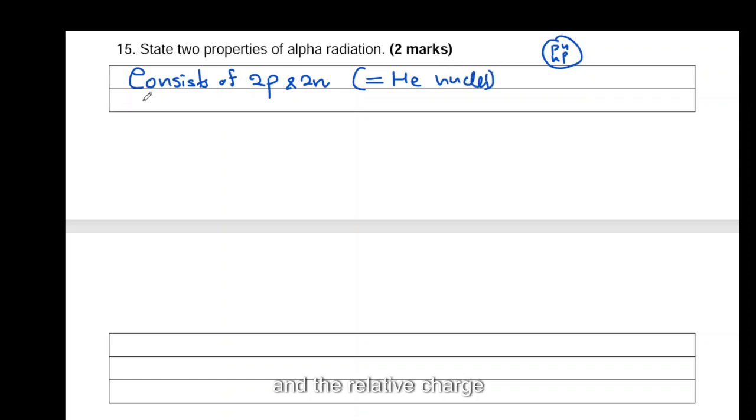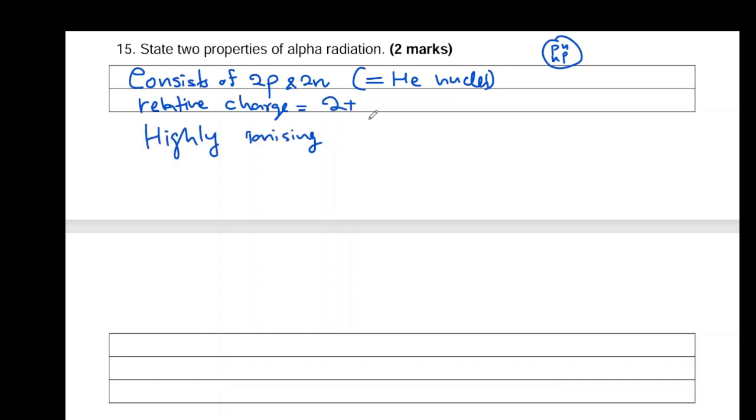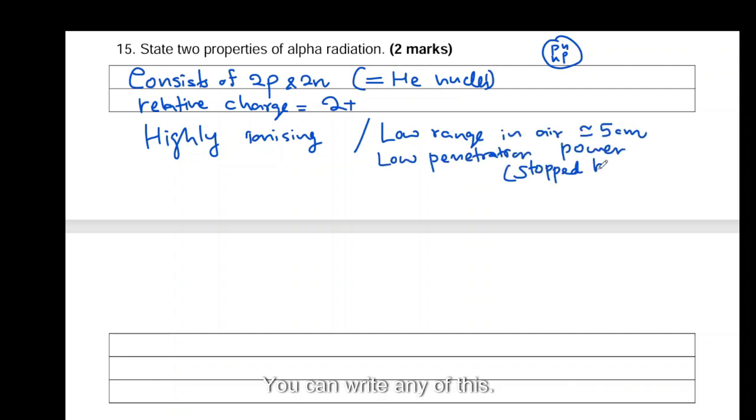and the relative charge of an alpha particle is +2, and alpha particles are highly ionizing, and also we can say that they have low range in air. It's roughly about 5 centimeters, and also you can say they have low penetration power. They can be stopped by a piece of paper. You can write any of these. The question is really asking for 2 properties, so any 2 out of these will get you 2 marks.